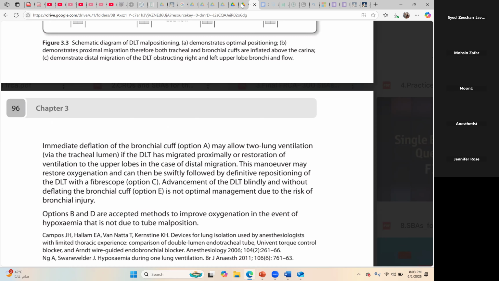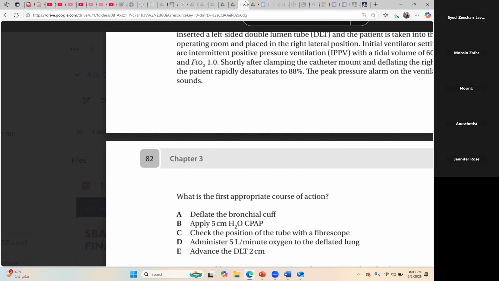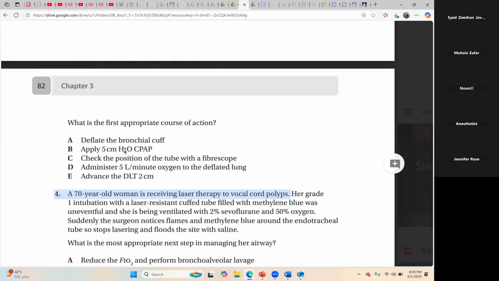So actually, the other answers, this one, CPAP, and this one, oxygen administration to the deflated lung. This is what is called apneic oxygenation. Okay, so these two are also for hypoxemia. Advancing the tube blindly will also be wrong.